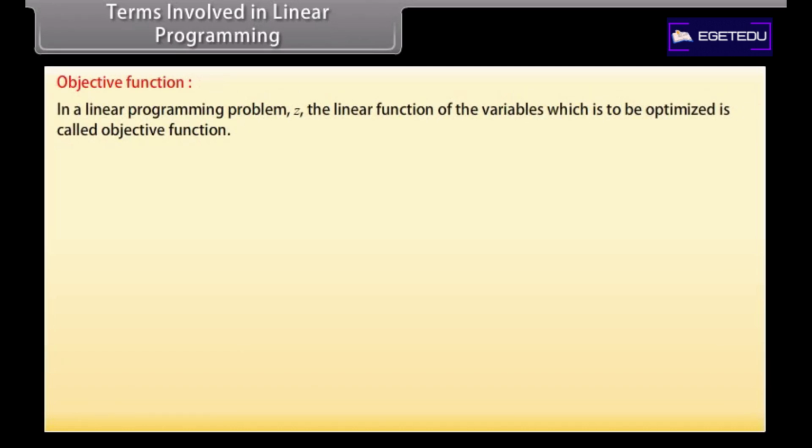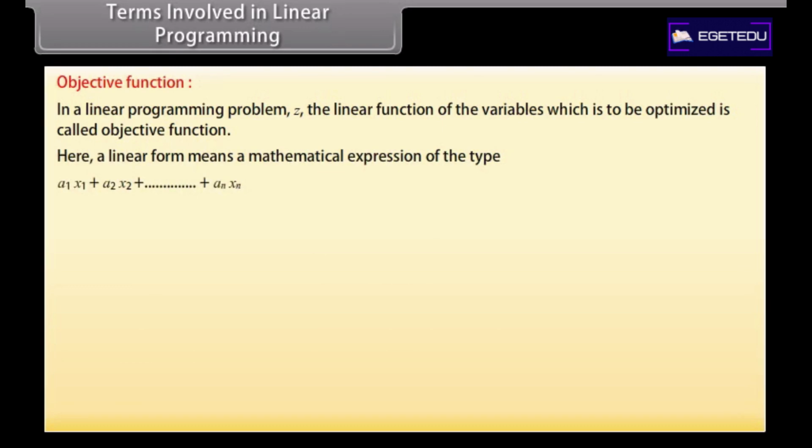Terms involved in linear programming. Objective function. In a linear programming problem, Z, the linear function of the variables which is to be optimized, is called the objective function. Here, a linear form means a mathematical expression of the type a1 x1 plus a2 x2 plus and so on till an xn, where a1, a2 and so on till an are constants and x1, x2 and so on till xn are variables.